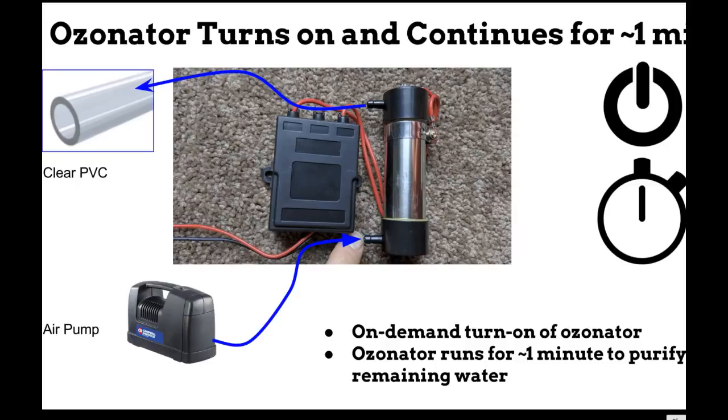So for the ozonator, we do want to have a little control there, a little microcontroller, so that when you turn the ozonator on, that just turns on, but then you have a delay. Like after we run, say, get a glass of water, we want to keep it on for a minute or two to purify the remaining water in the container that this works with. So just a little bit of delay there.